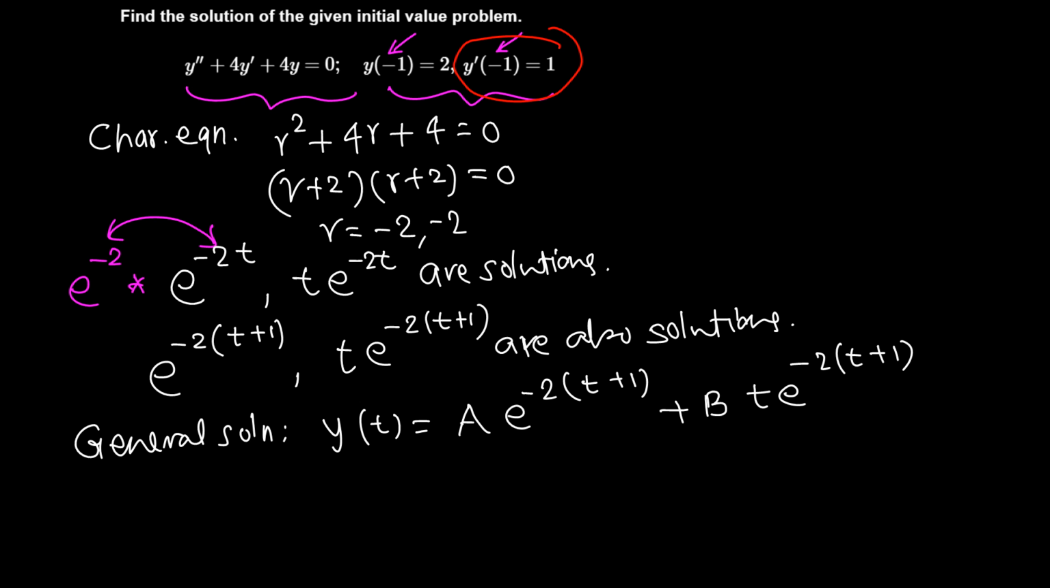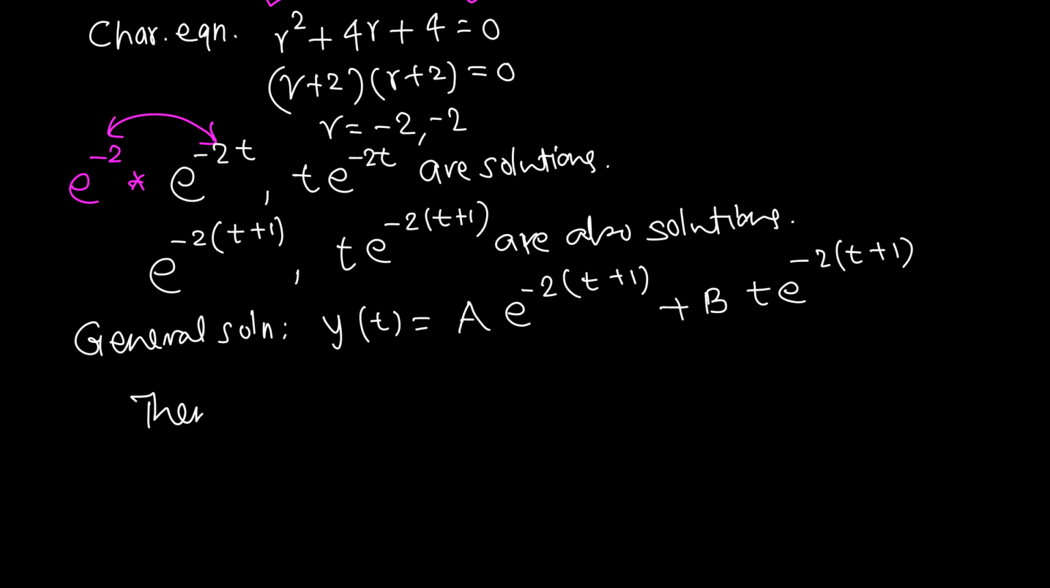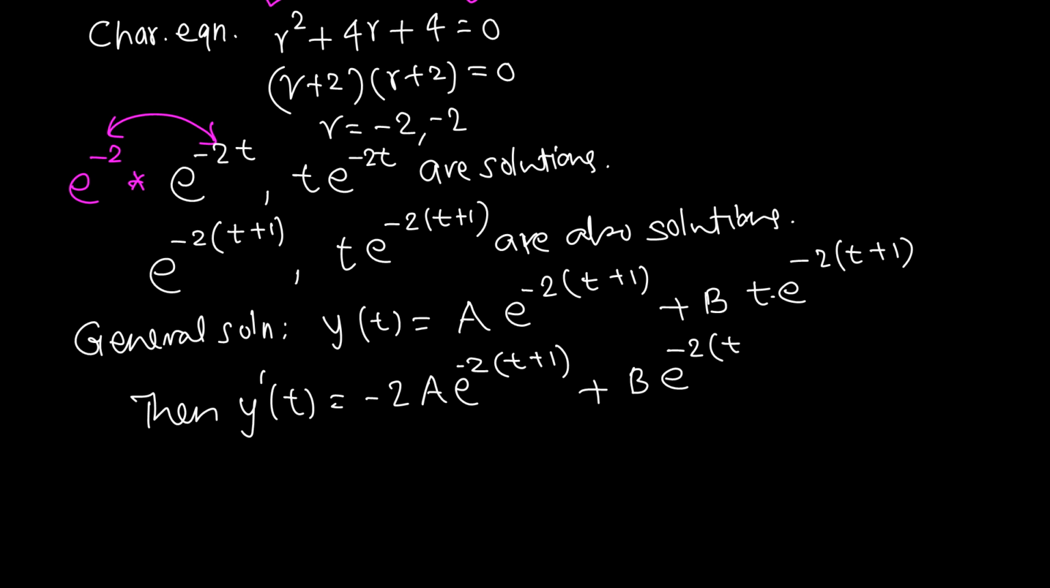So let's find its derivative here. y prime is equal to negative 2a e raised to negative 2t plus 1 plus b t times, so we need to use the product rule here. So b, derivative of t is 1, so e raised to negative 2t plus 1, plus, let's keep bt constant and take the derivative, negative 2b, so this will be then negative 2bt e raised to negative 2t plus 1.